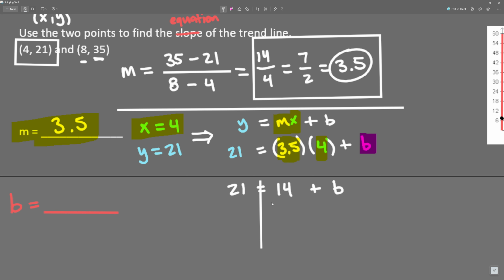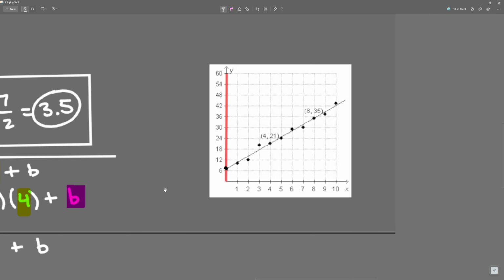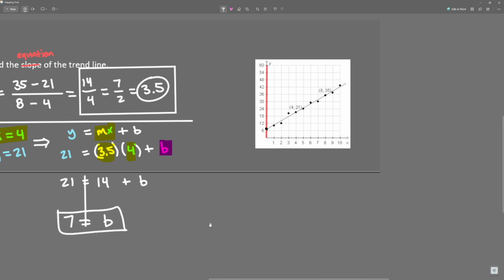But think about it. What number, 14 plus what gives us 21? 7, right? And when I say that b is equal to 7, isn't that really close to that 6 right there? Isn't it slightly just above that 6? Makes you think, doesn't it?